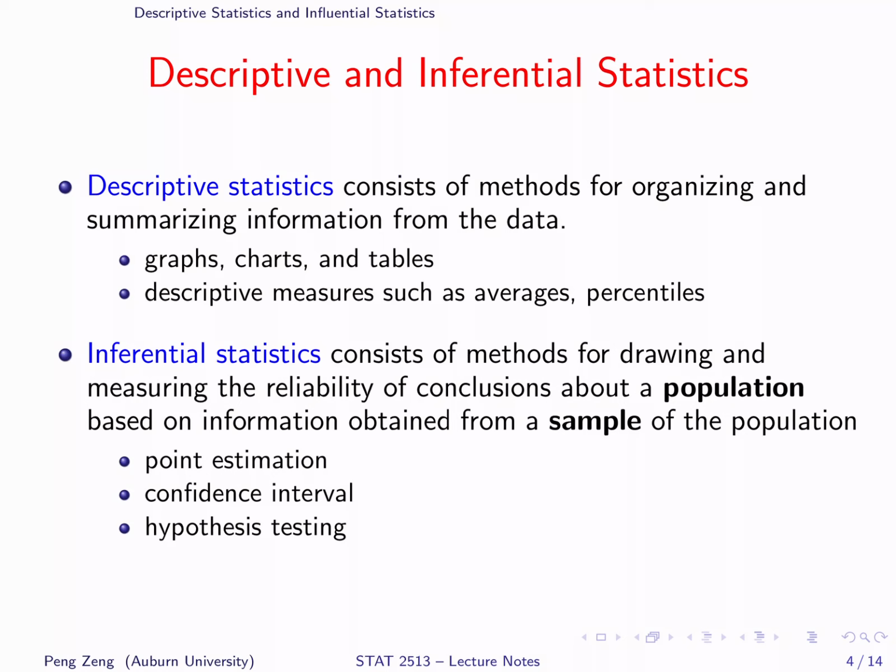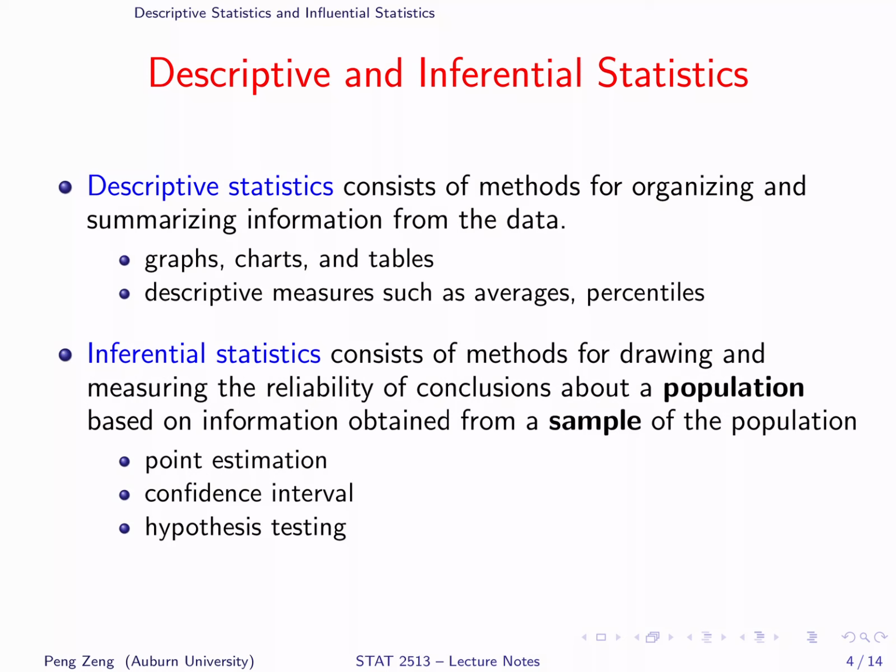Descriptive statistics consists of methods for organizing and summarizing information. We may use graphs, charts, or tables to present the information. We may also use numbers such as average, median, or percentile to characterize the features of the data. The inferential statistics is quite different.